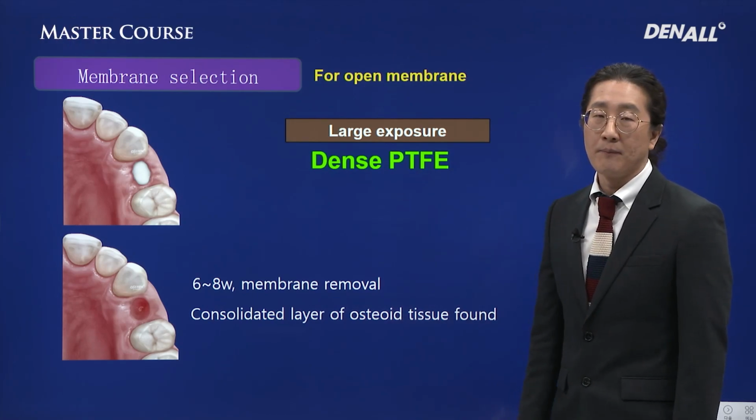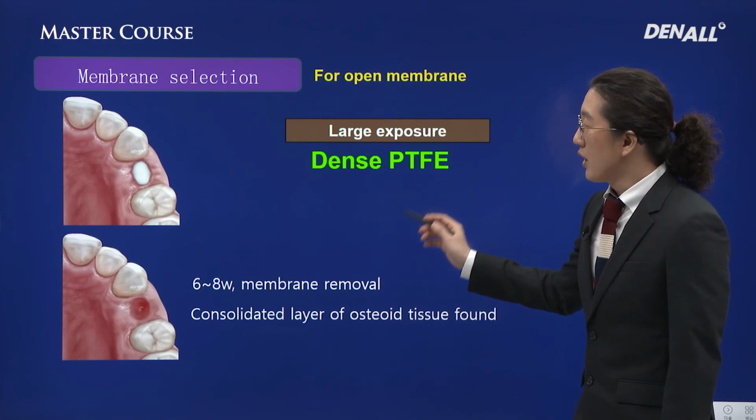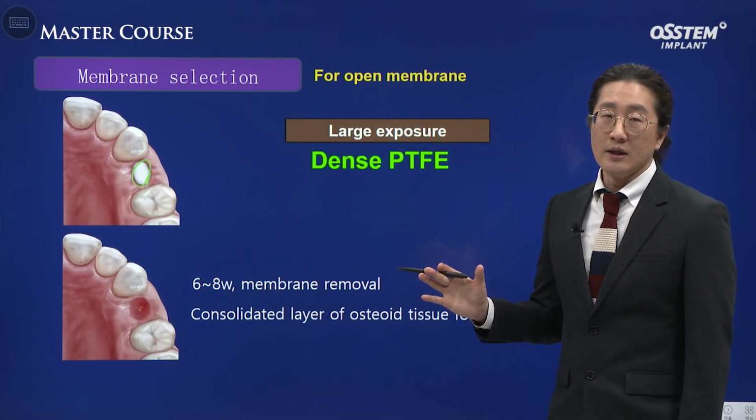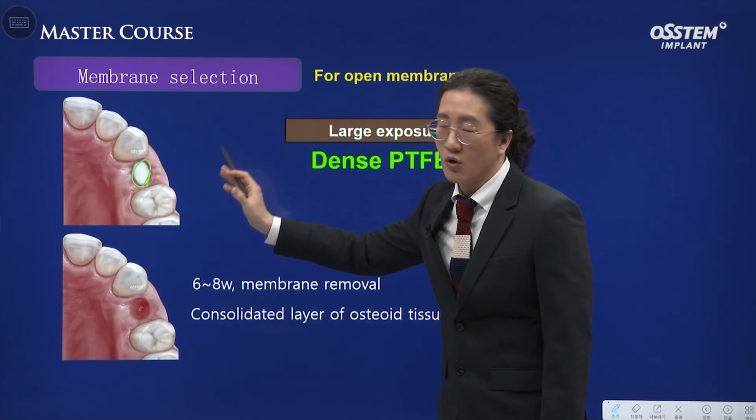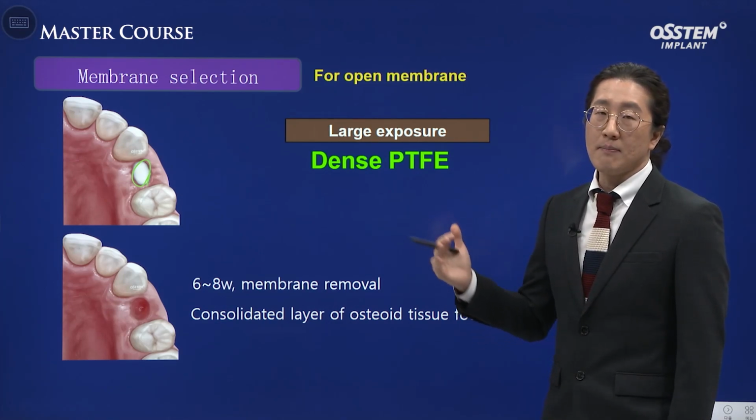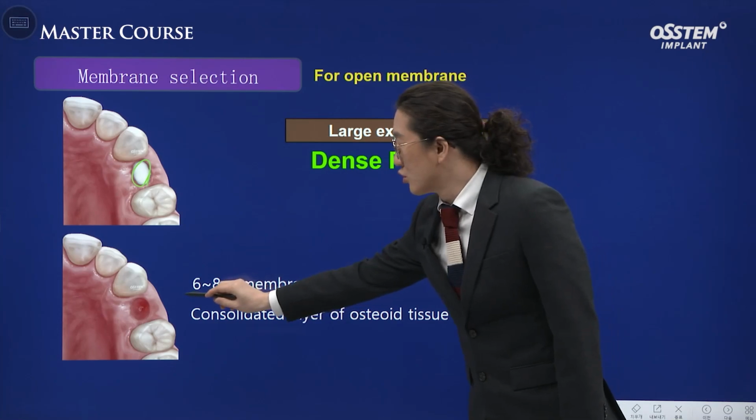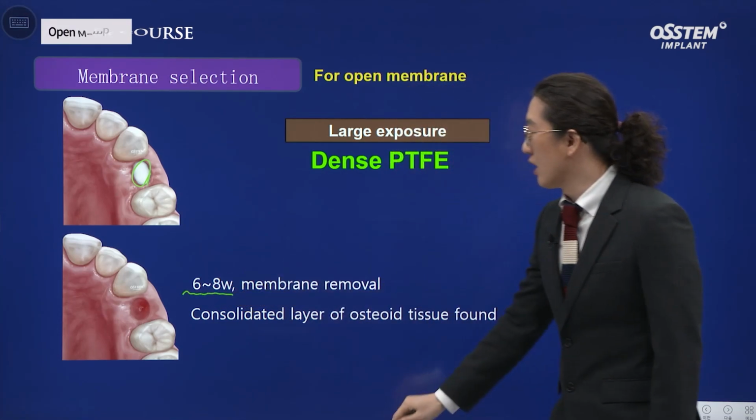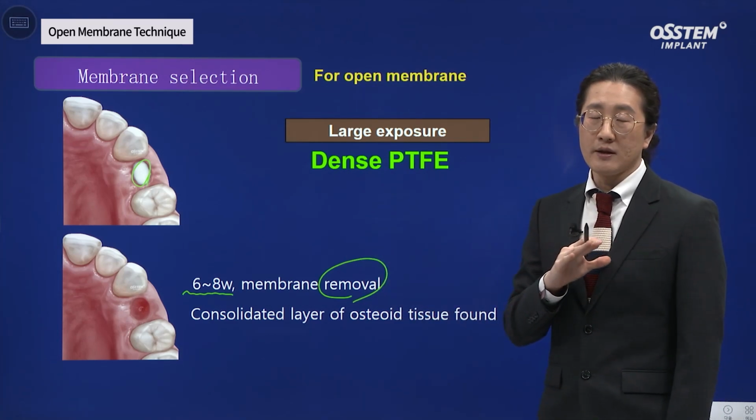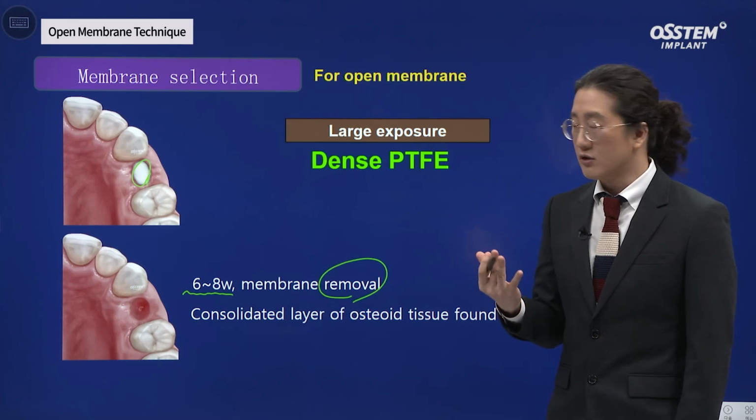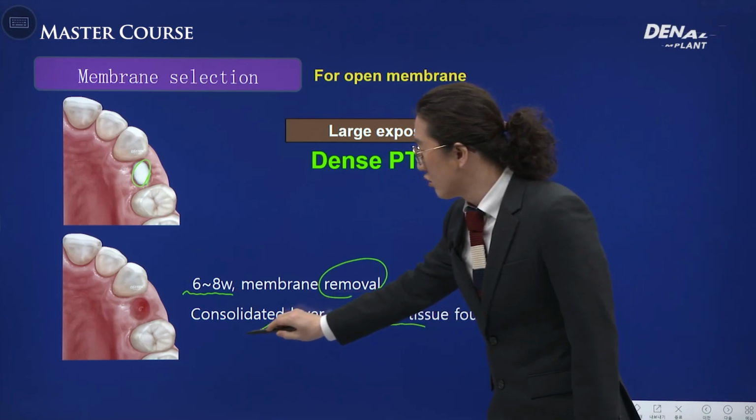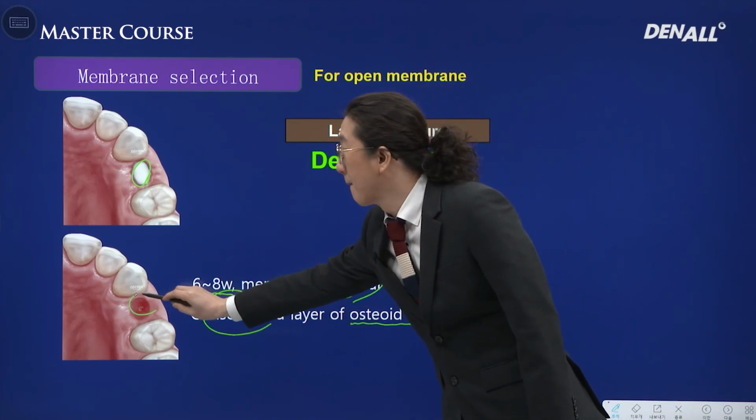There's a caution we need to take when using dense PTFE membrane. If the non-resorbable membrane is left exposed, unlike resorbable membrane, the extent of exposure continues to increase. So we do not leave it completely unattended for several months waiting for the bone to be consolidated completely. The membrane is removed after 6 to 8 weeks. Once removed, you will not see bone particles, but you can observe a consolidated layer of osteoid tissue.